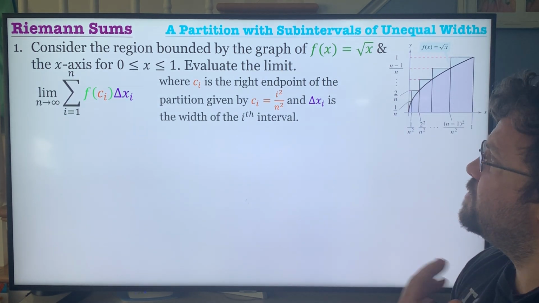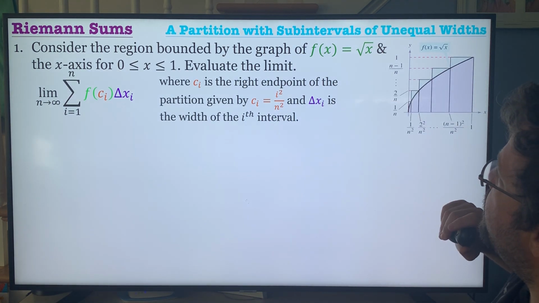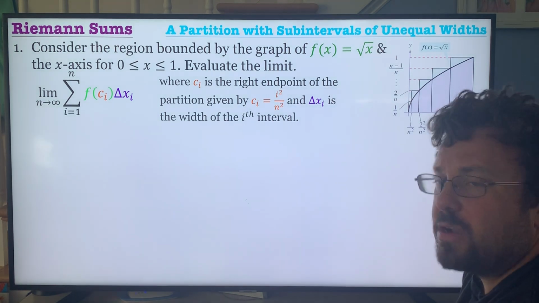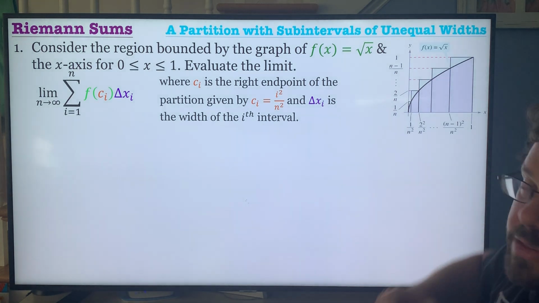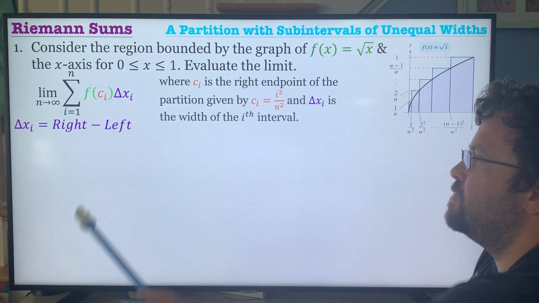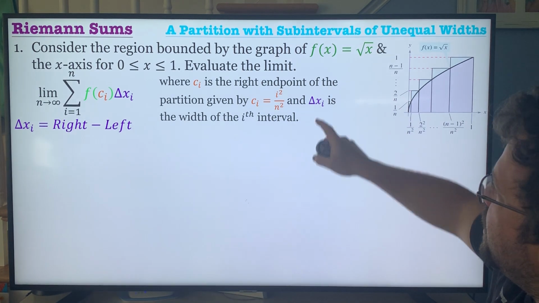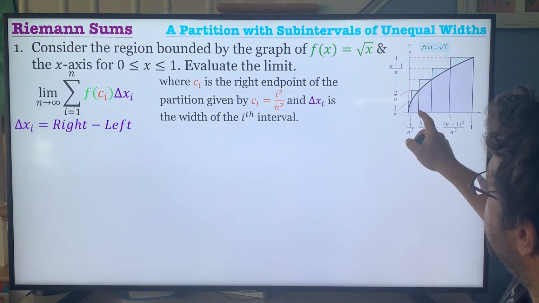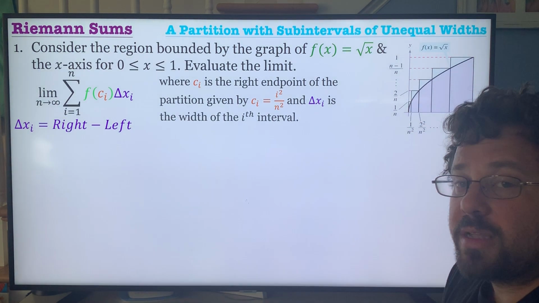All right, so the first one says consider the region bounded by the graph of the square root of x function, going from 0 to 1, and you're going to evaluate the limit. So I want to know what the area under this curve is. Delta x i, subinterval i, is whatever your right endpoint is minus your left. So you subtract the two x points.